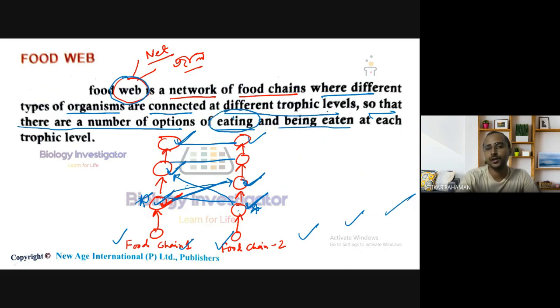This is our main point, that one will eat and another will become food. Eating, one is eating and another one is being eaten at each trophic level. You got it? So there is a network of several food chains present in the ecosystem, which is known as food web. Right? So food web has more connectivity than food chain, right? So food web is more connected, and food web is more diverse.